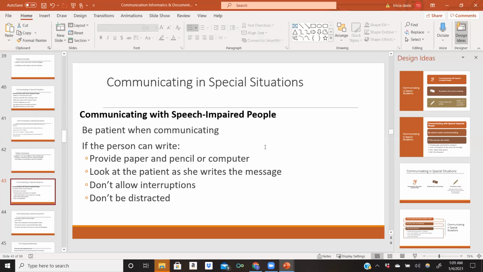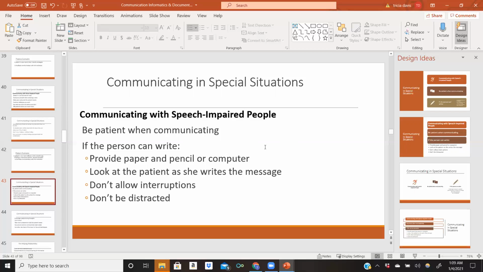Jones, maybe it'll be easier if I get you a piece of paper. Let me get you a piece of paper and pen, and then you can write down what you're trying to say. So you can give the patient paper and a pencil, or even a laptop if they have one. You can look at the patient as she writes the message.